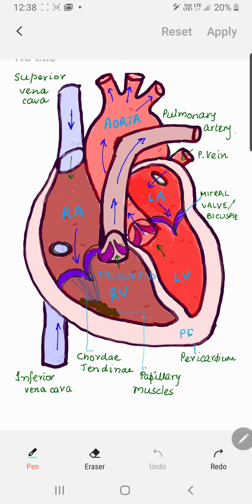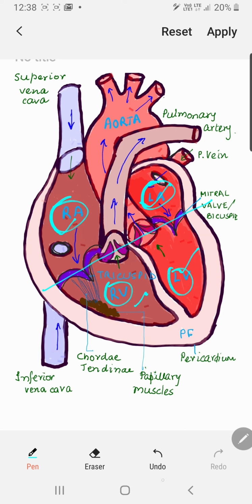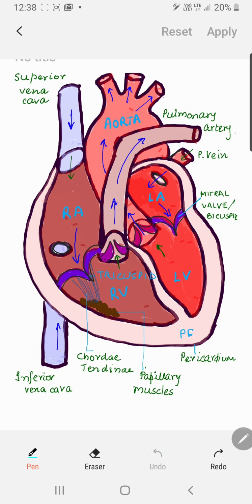Now if you just draw a straight line, you can see two upper chambers. You call them right auricle and left auricle, and the lower two chambers, right ventricle and left ventricle. Right, children? I hope now you understand when we say upper chambers and lower chambers. The upper chambers are left and right auricle. Lower chambers are left and right ventricle.